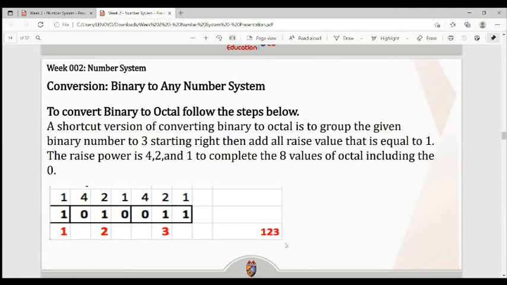Kaya yung sagot natin ay 1, 2, 3. So, kinuha lang yan. 3-bit lang naman, kaya madali lang i-identify yung equivalent niya in octal. So, 1, 1, 0, that is equal to 3, 0, 1, 0, that is equal to 2, and 1, that is equal to 1.